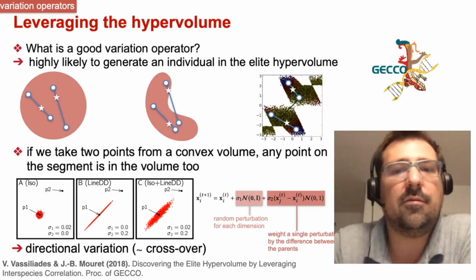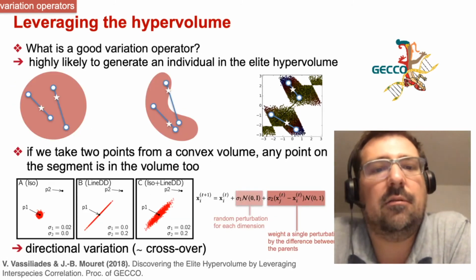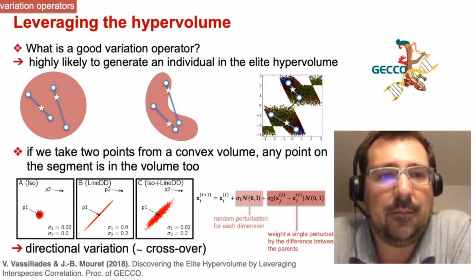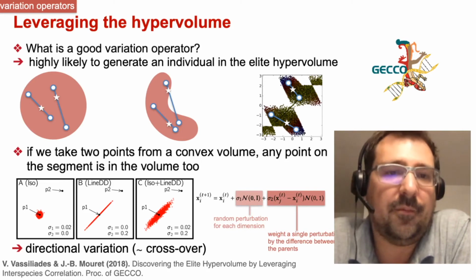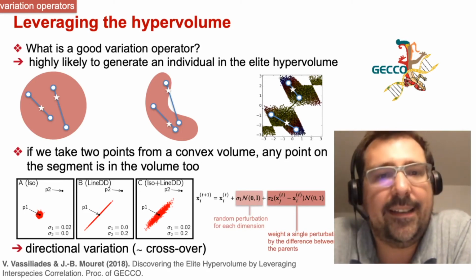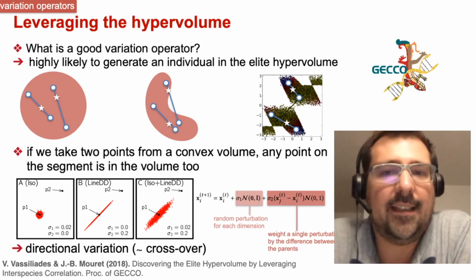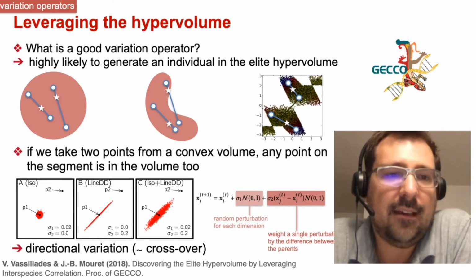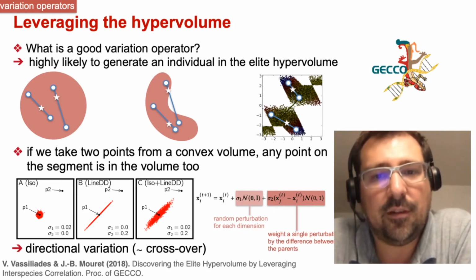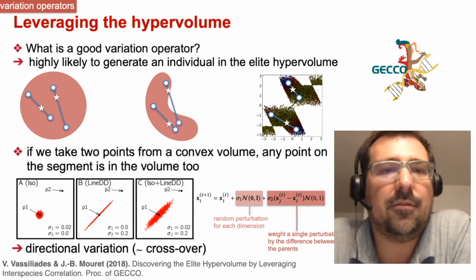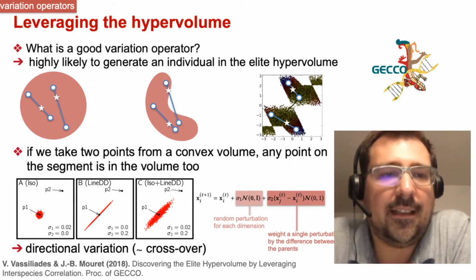So we try to use this to try to generate better solutions with MAP-Elites. A good variation operator should be an operator that is highly likely to generate an individual in the elite hypervolume. So if you already have some solutions that are likely to be in the hypervolume, like good solutions for now, the best you know, then you should be able to generate something that is also in the elite hypervolume.